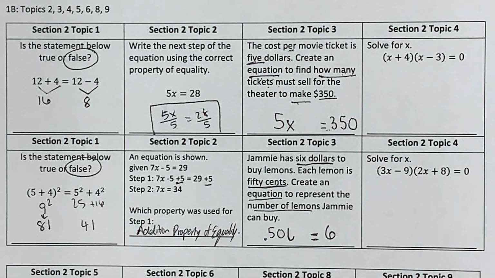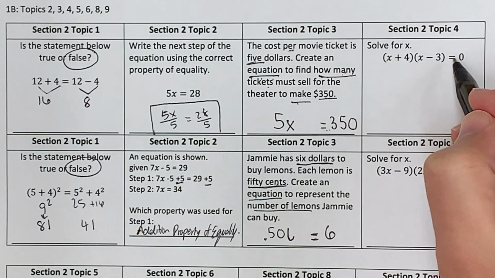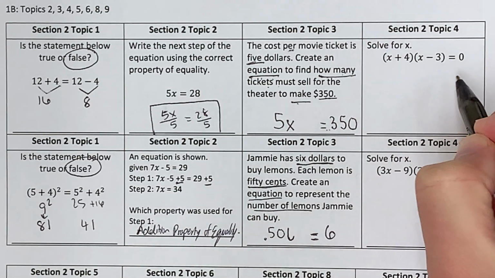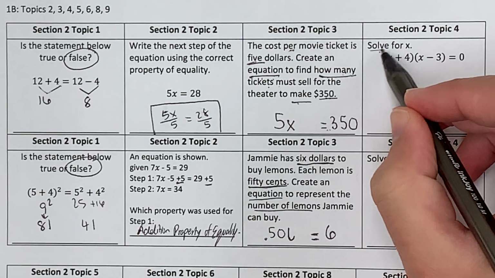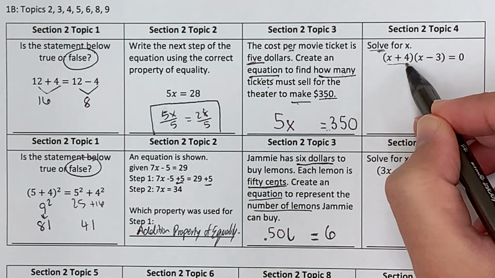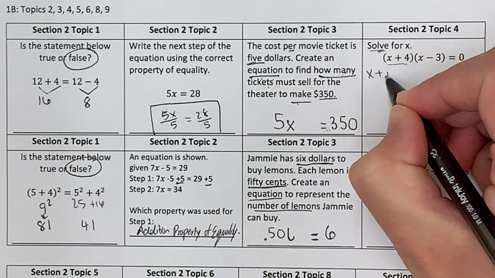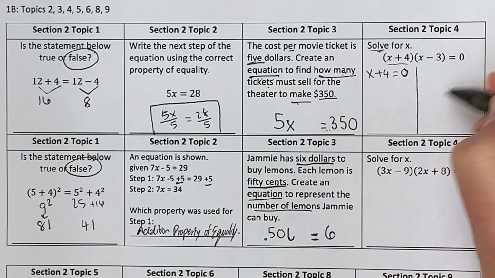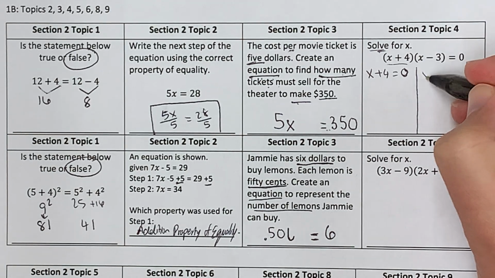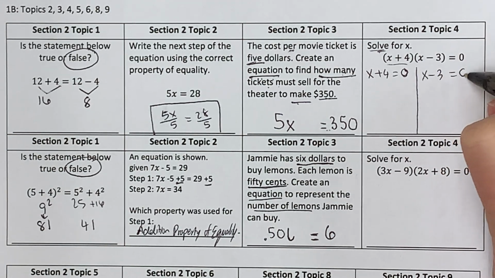All right, let's look at section 2, topic 4. It says solve for x, and I have two x's, and two sets of parentheses, and I equal 0. So remember, when you see the equal 0, we're not multiplying, we're not doing the box method, we're solving for x. So I'm gonna take this side, x plus 4, and make that equal 0. I'm gonna take the other side, x minus 3, and make that equal 0.